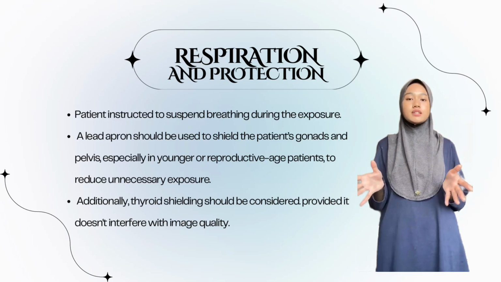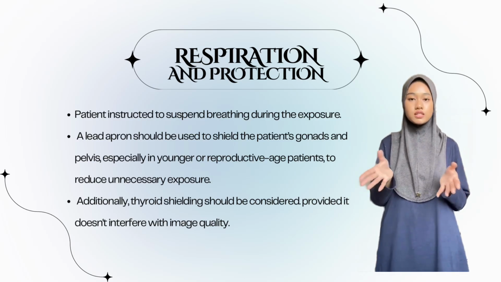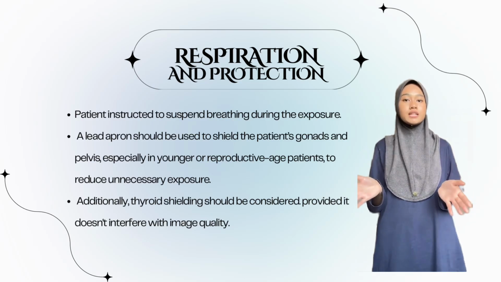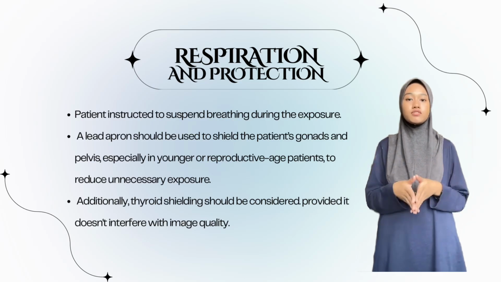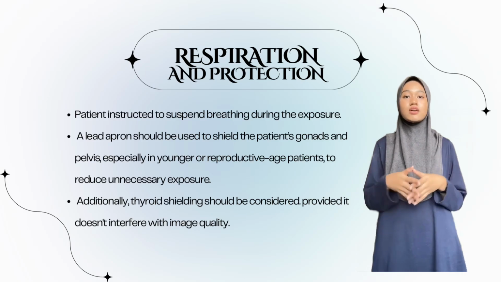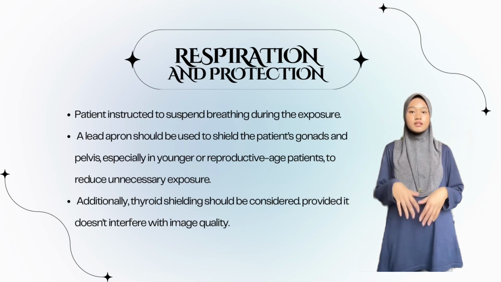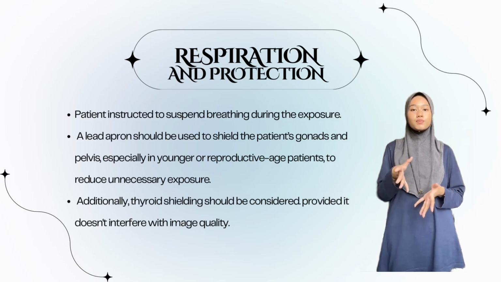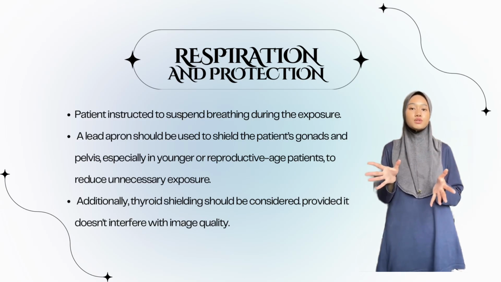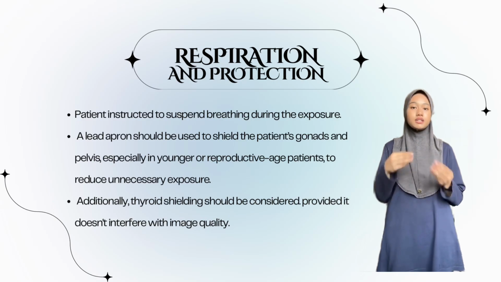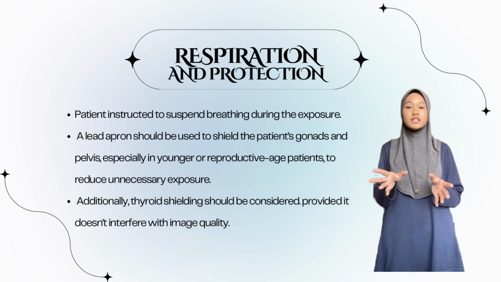Suspending respiration helps reduce blurring caused by chest or shoulder movement, which is especially important for visualizing the joint and surrounding structures accurately. Okay, lastly, for my part, radiation protection during a posterior oblique shoulder projection involves the use of appropriate shielding techniques to minimize patient exposure.